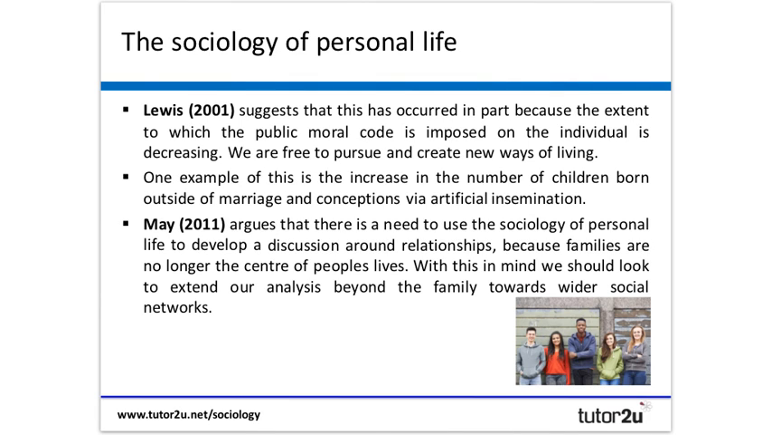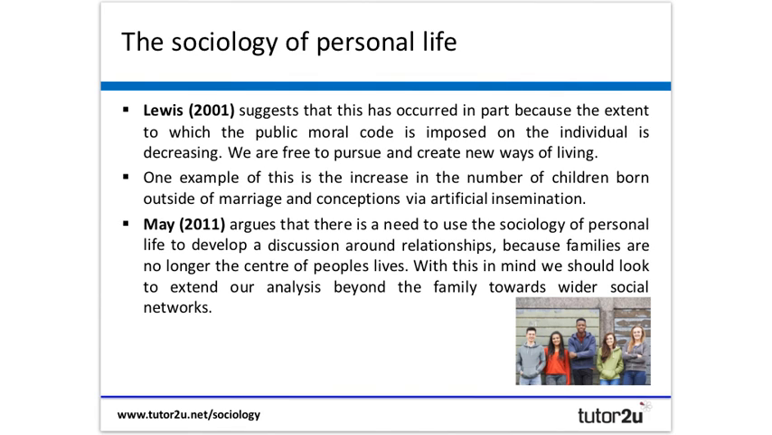Lewis suggests that this has occurred in part because the extent to which public moral codes are imposed on the individual has decreased. This means that we are free to pursue and create new ways of living, new family options and new kinship networks, as it were. This means that the imposed moral code of the cereal packet family, where the nuclear family is held in high regard, with mum, dad and 2.5 children as the main and only type of family, is actually decreasing in the public moral code because individuals are choosing alternative methods.